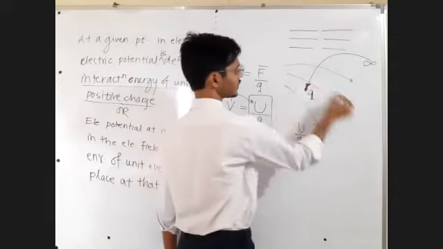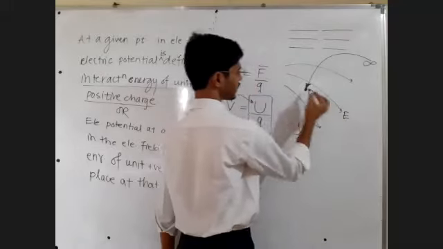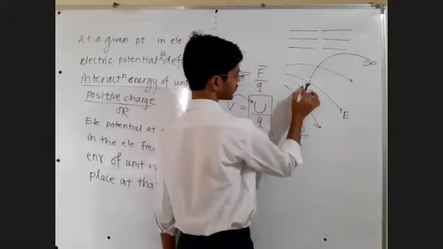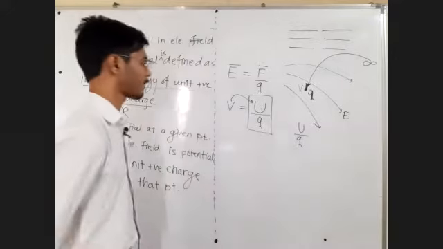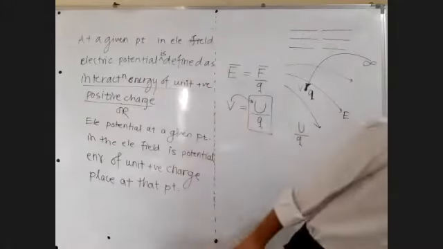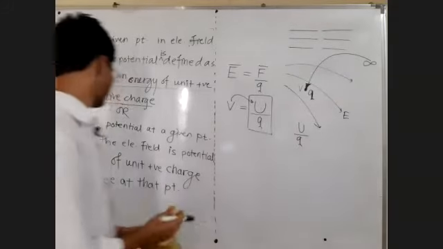Okay, and this is the electric field. In that electric field, if you do this calculation, you will get the potential at a given point. Okay, fine. It is very similar to the concept of gravitational potential.